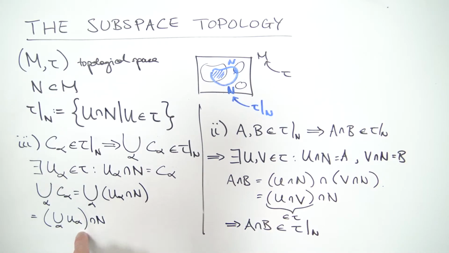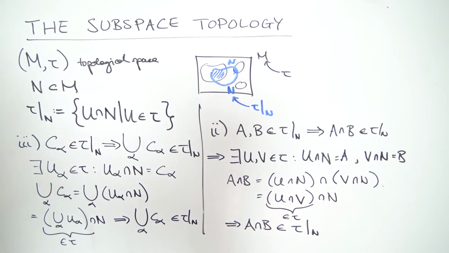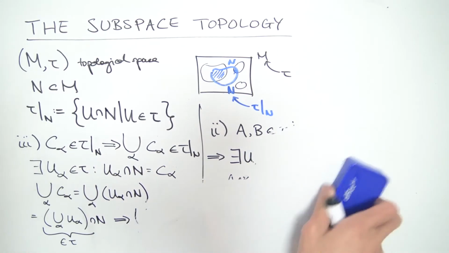And now we use the axioms of topology again, and notice that since U alpha, we assumed it to be in the original topology, then the union over all these U alphas must also be in the topology. So this whole thing over here is an element of our original topology. And since we've expressed this subset as an element of the original topology intersected with N, this implies that the union over all these alphas of C alpha is indeed in the restricted topology. So we've just shown that this restricted topology on N is indeed a topology. So now we can use these for a couple of nice examples.